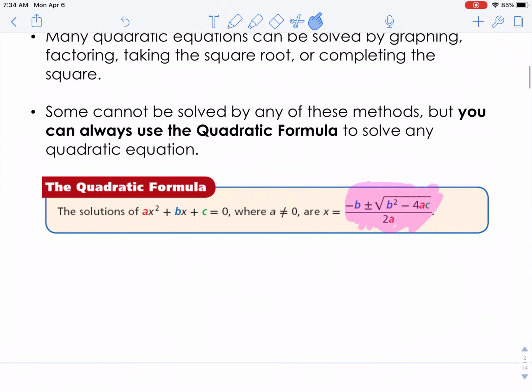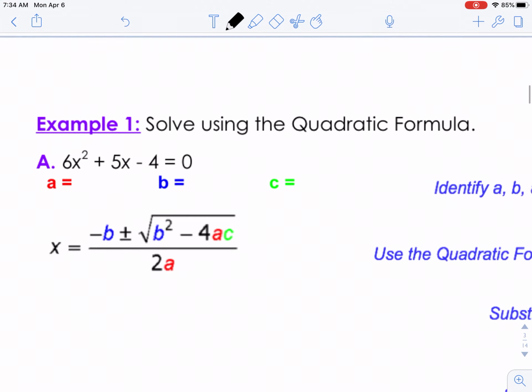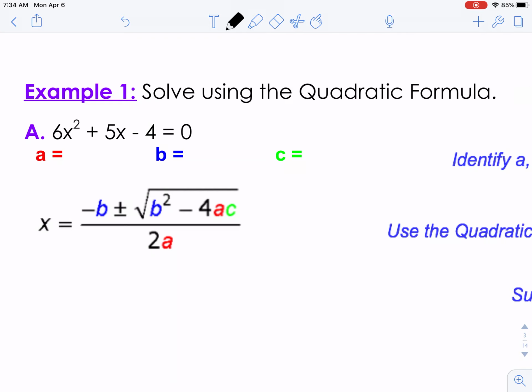Now, notice in the formula there are three inputs, a, b, and c. So for each one of these problems, like here, example 1, you should identify A, B, and C at the very beginning. So A is the first number, which would be 6. B is the second number, which would be 5. C is the last number, which is actually negative 4 in this one. That 4 is negative. Okay? So you should always put your equations in standard form first, and then A, B, and C are just the first, second, and third numbers.